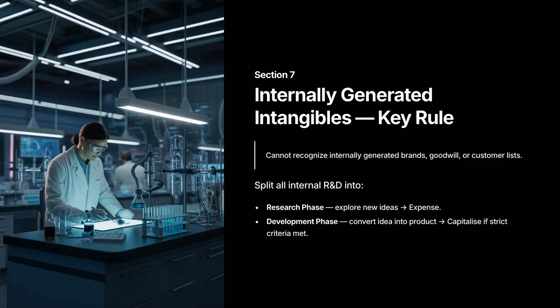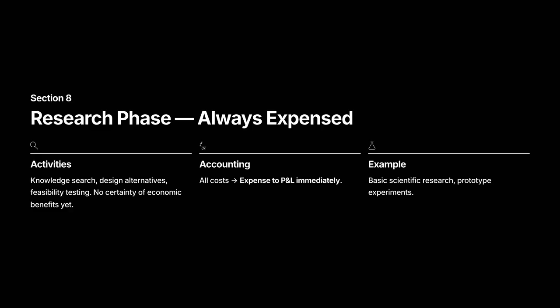Research phase: activities aimed at exploring ideas or possibilities. These are always expensed because there's no guaranteed outcome. Development phase: activities to turn a proven idea into a usable or sellable product. These may be capitalized if specific criteria are met. This split ensures only proven, commercially viable projects are treated as assets.